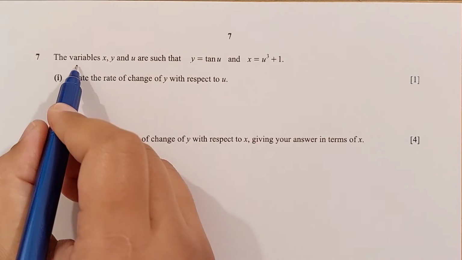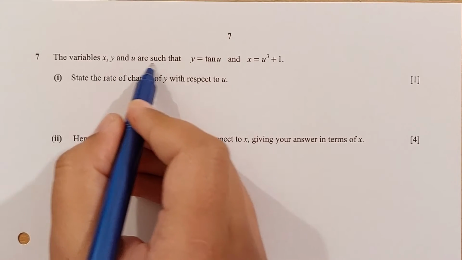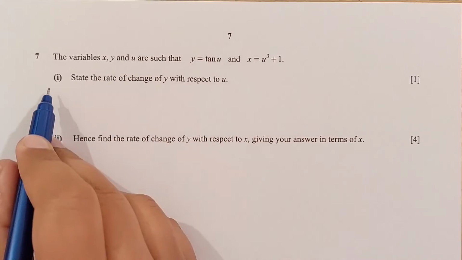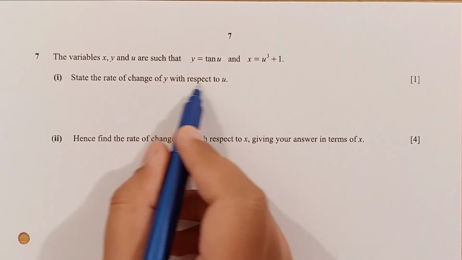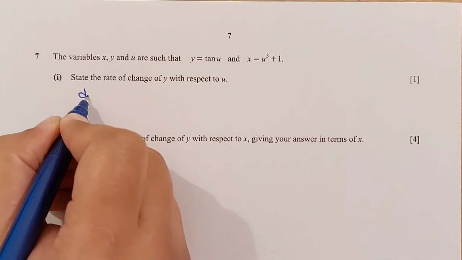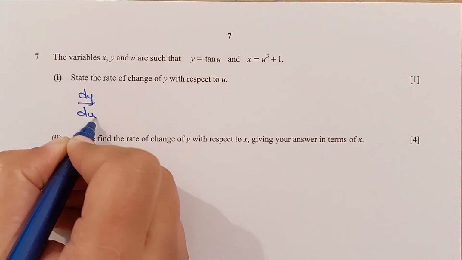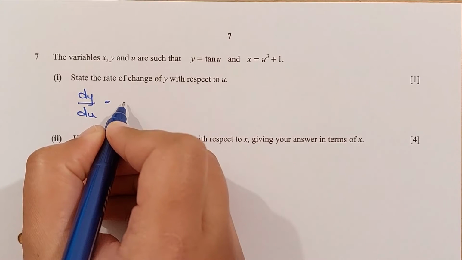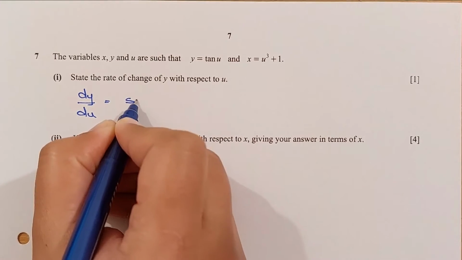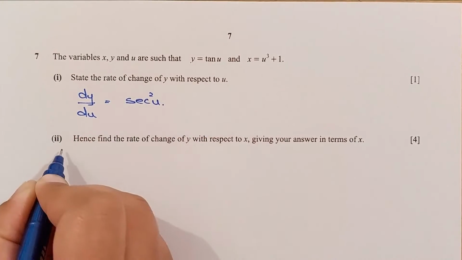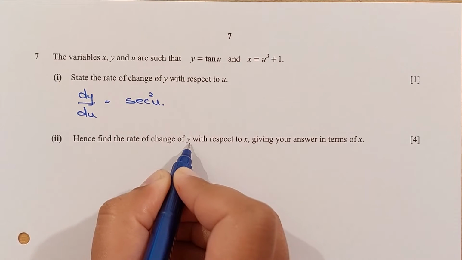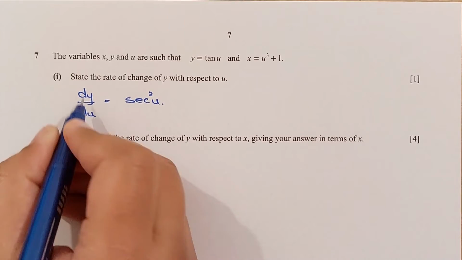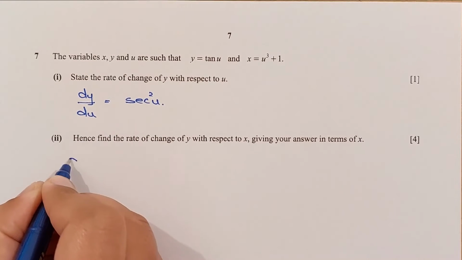Question number 7, the variables x, y and u are such that y is a function of u and x is a function of u. Number 1, state the rate of change of y with respect to u, meaning dy over du. Okay, so what is dy over du? So y derivative with respect to u, derivative of tangent is secant square u. Now for the second part, hence find the rate of change of y with respect to x, giving your answer in terms of x. Okay, so we have dy by du, so let me find dx over du.